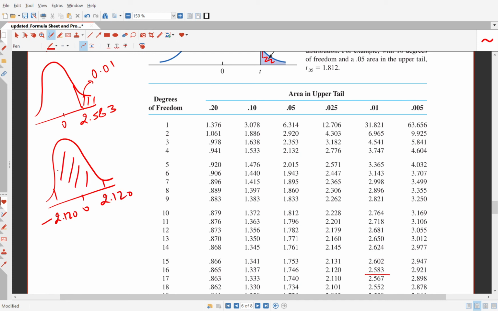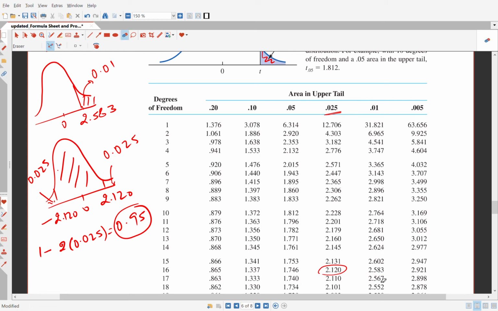So the way to do this is we go to 16 degrees of freedom and look for 2.120. That is here. And so on the top is 0.025. So this is 0.025, which means this is also 0.025, which means the area in the center is 1 minus twice 0.025, which will come to 0.95. Okay, so that is the answer to that part.